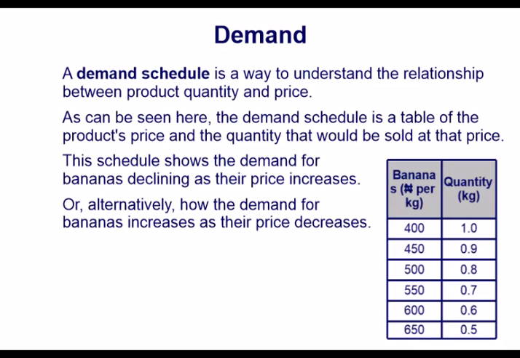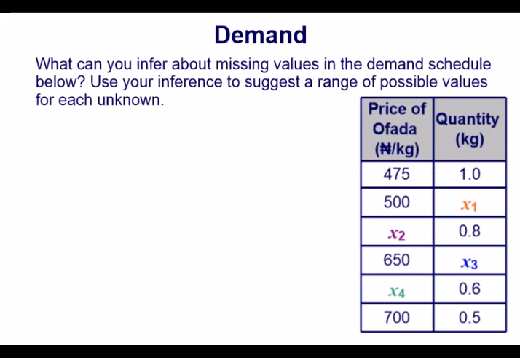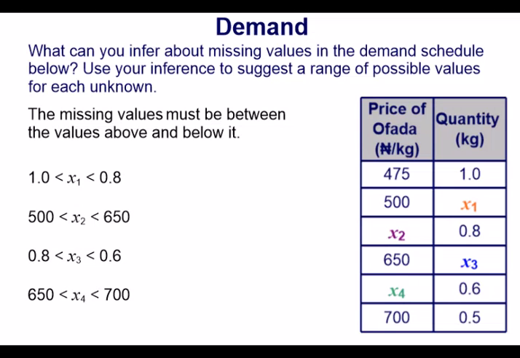as their price decreases. What can you infer about missing values in the demand schedule below? Use your inference to suggest a range of possible values for each unknown. The missing values must be between the values above and below it.